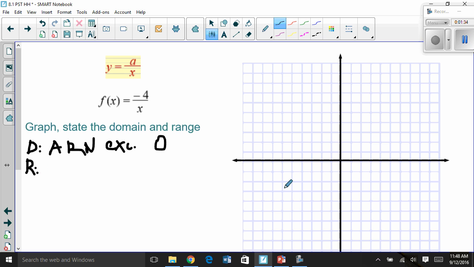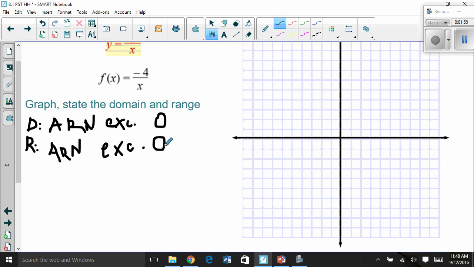Okay? And then what's your range? What are you going to get out? You're going to get out pretty much everything as well, except for 0. Because we have that 4 on the top, we're never going to have 0 divided by something. So you can see that, and this is going to correlate with our asymptotes as well. So we have our domain and we have our range.